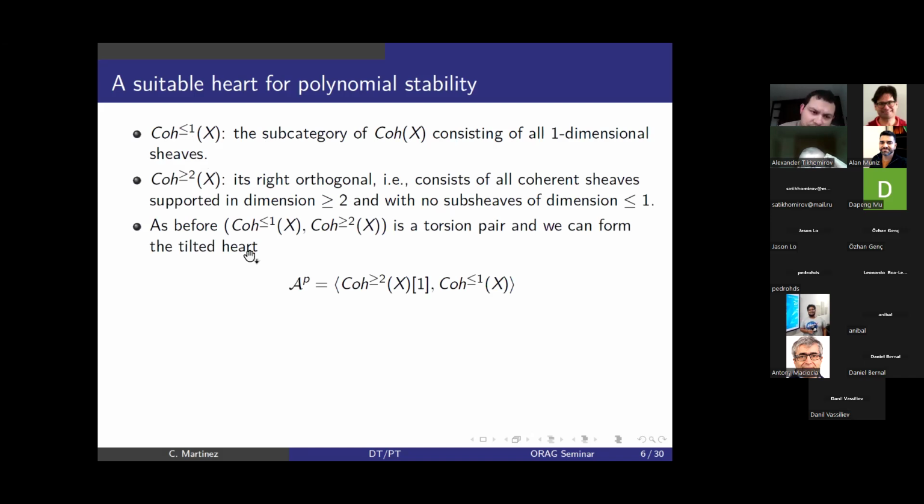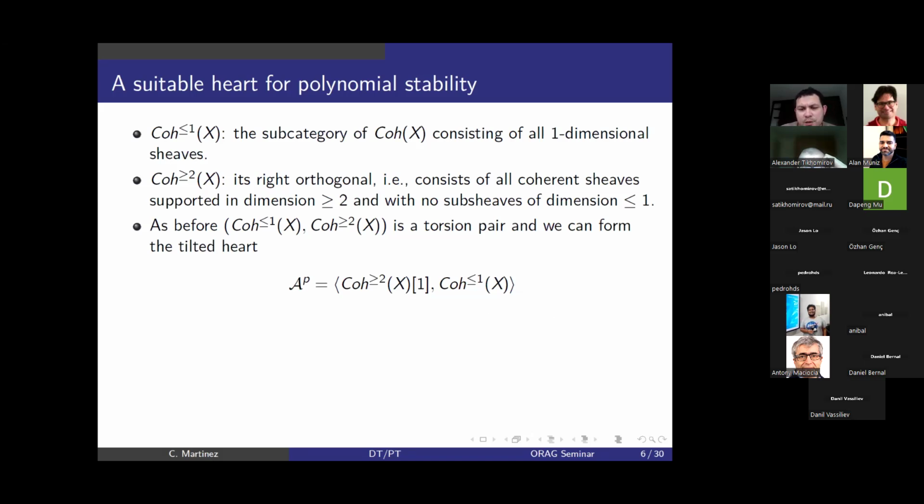And I can again do this tilting construction, which is I take everything that is a sheaf supporting on dimension greater or equal than 2 with no subsheaf of dimension less or equal than 1. I shift those objects by 1. I take all the objects with dimension less or equal than 1, and I take the extension closure of that. And that gives me a heart, which he calls A^p.